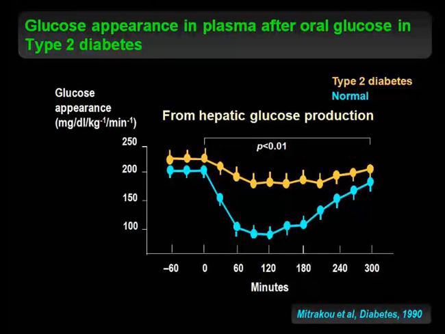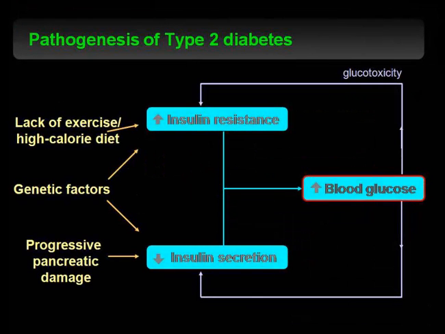So the liver really is central to why we get hyperglycemia in type 2 diabetes, both in the fasting state and in the fed state. And when I'm talking in Newcastle and describing drugs, I put that in these terms in pathogenesis of type 2 diabetes. We recognize lack of exercise, high-calorie diet, giving rise to insulin resistance.